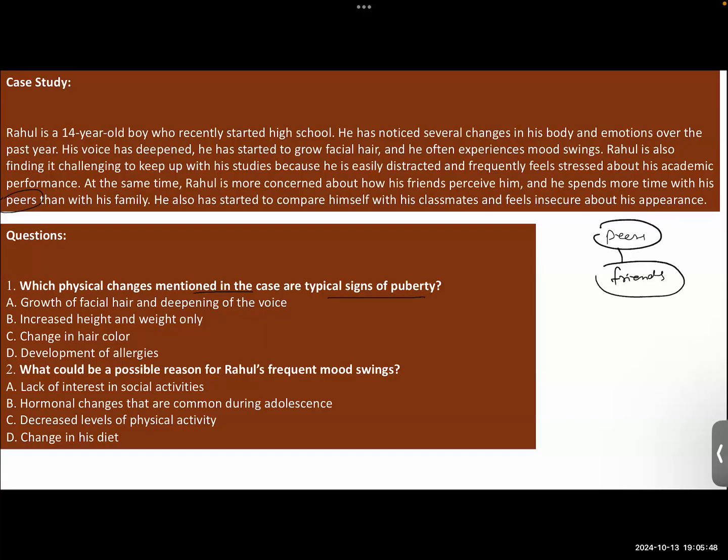The option B. Okay, option number D? You are saying no change in his B. B, you are saying. What about others? Yes, Chakrika, that is option number B. Good. So it is hormonal changes that are common during adolescence.